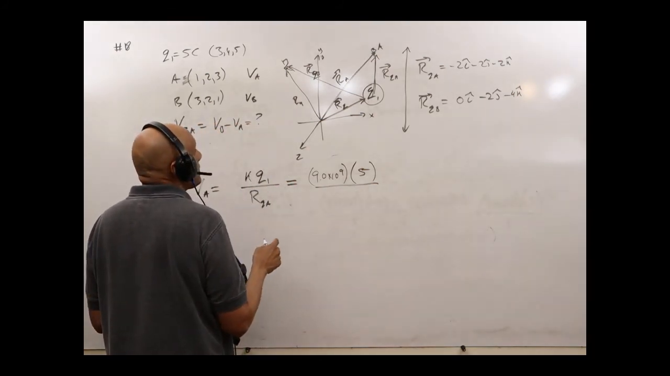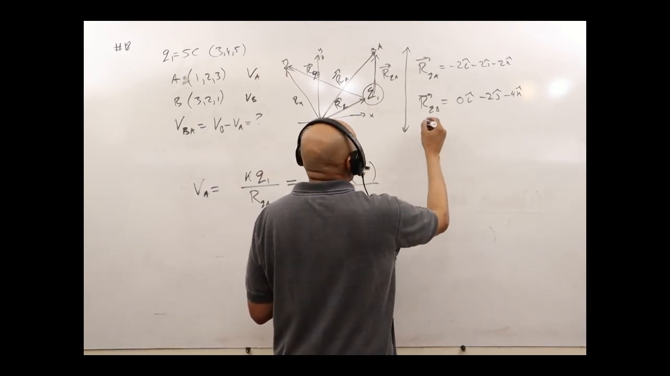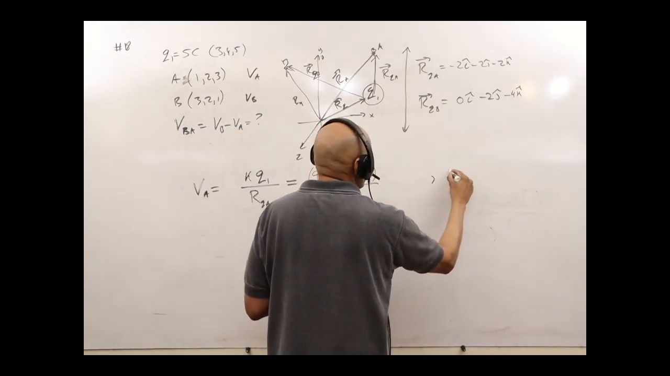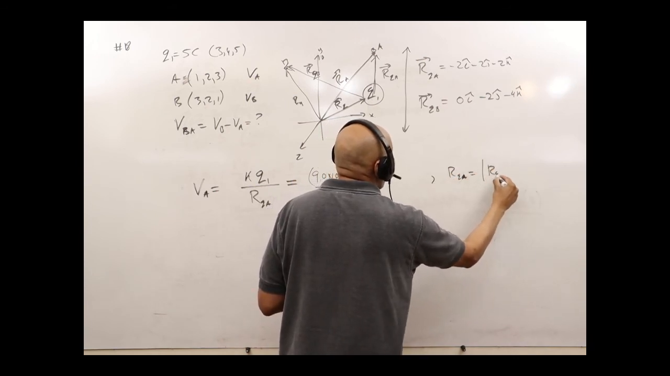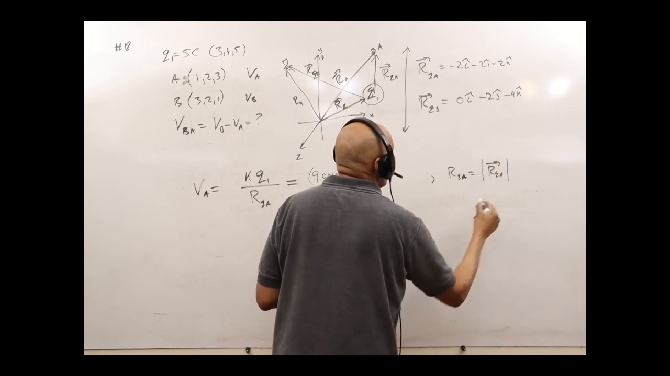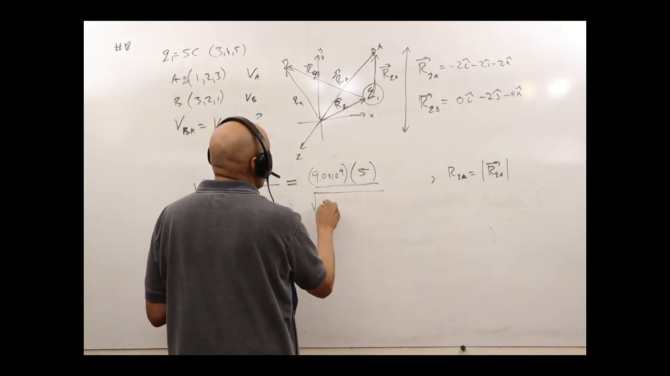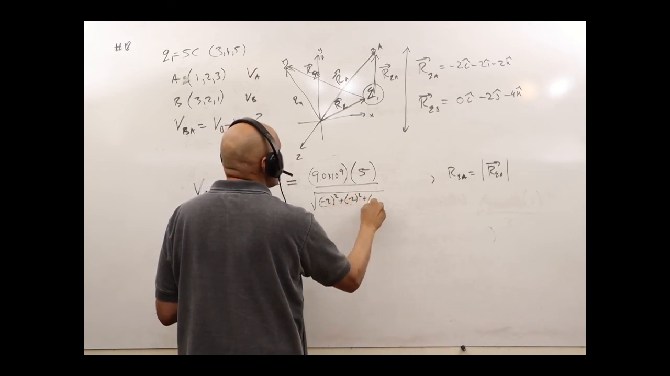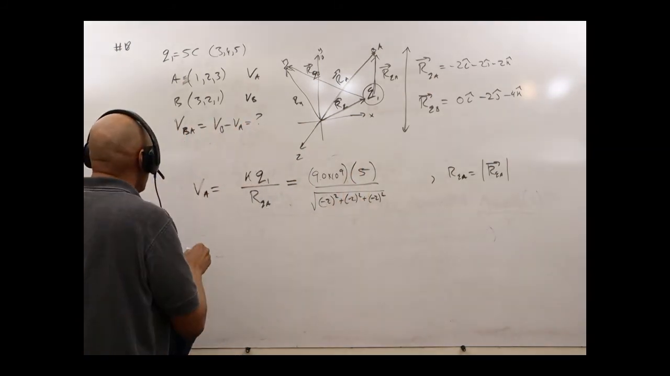And the distance, the magnitude of RQA. Remember, RQA is the magnitude of the vector. So I'll just write it, just make sure you understand. This is an abbreviation for the magnitude of RQA. Magnitude. So this is really nothing more than the square root of minus 2 squared plus minus 2 squared plus minus 2 squared. You can see it from the components.